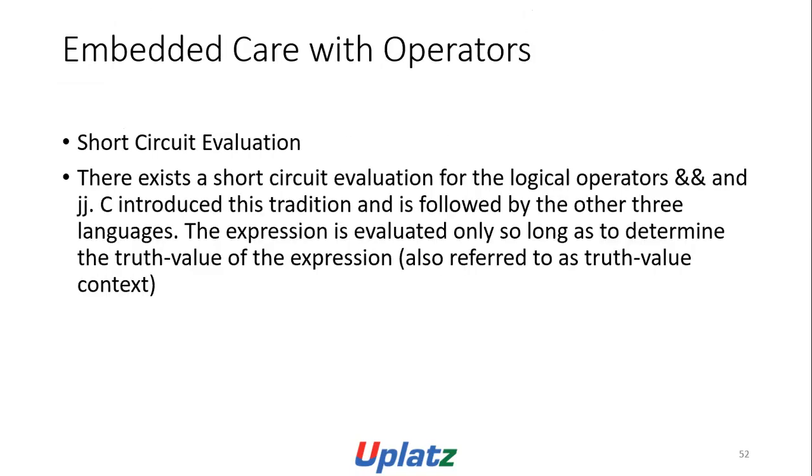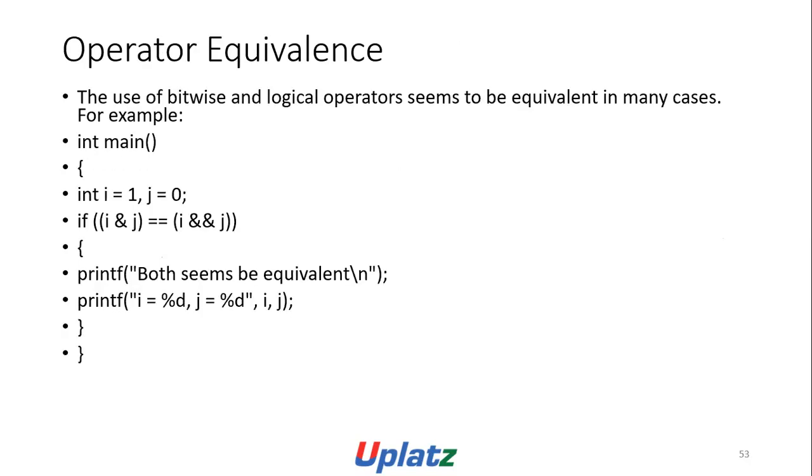Short circuit evaluation. Embedded care with operators. There exists a short circuit evaluation for the logical operators && and ||. C introduced this tradition and it is followed by other languages. The expression is evaluated only so long as needed to determine the truth value of the expression, as in a truth table context. The use of bitwise and logical operators seems to be equivalent in many cases.